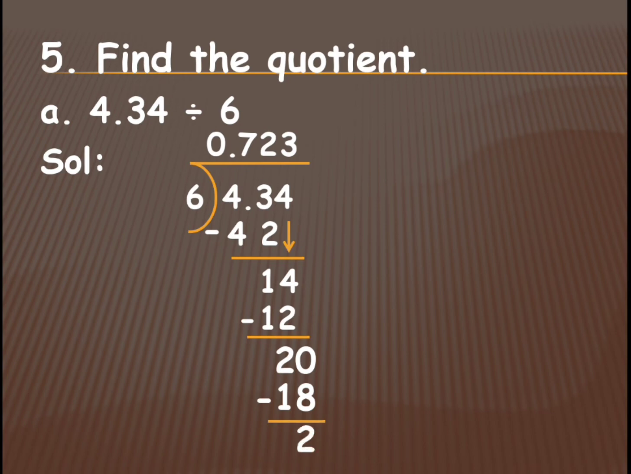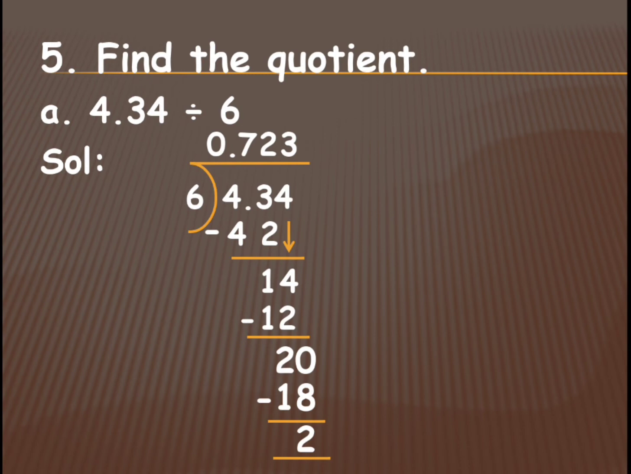That means again if you put a 0 there, as we have kept the decimal in the quotient, again it will be 18. Again, after subtraction you will get 2. So that means we can't make it 0. So 2 itself is your remainder in this sum. So the quotient is 0.723 and the remainder is 2.